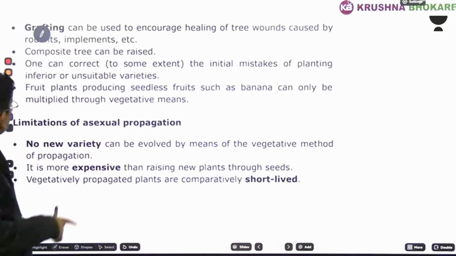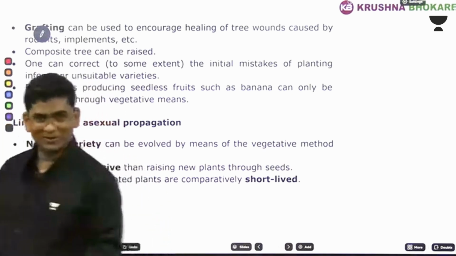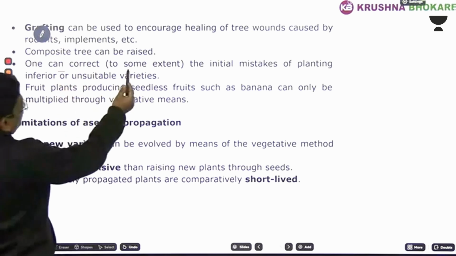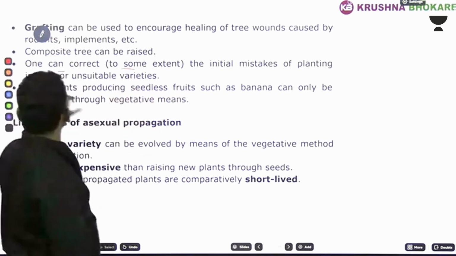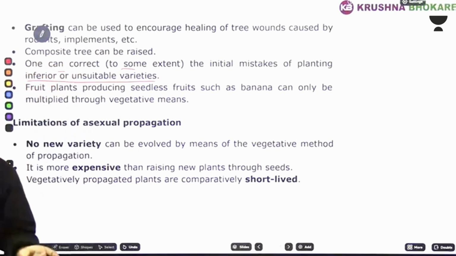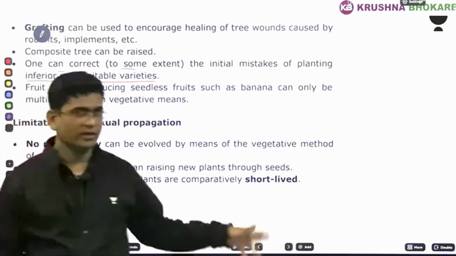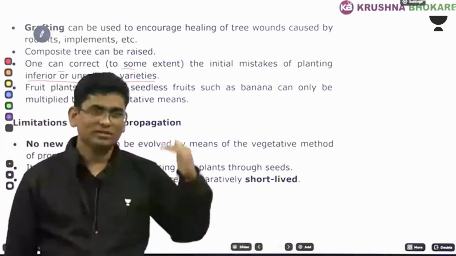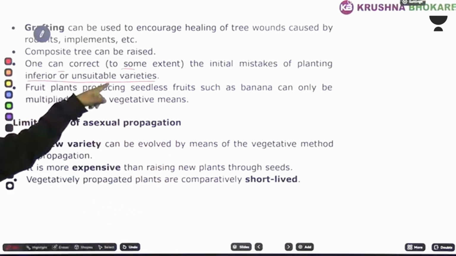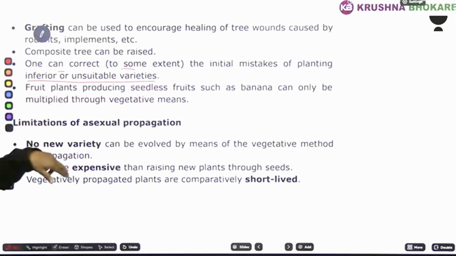Okay, so that's why before selecting a plant, call Krushna sir. Don't just see how it is looking. If you are unable to identify the plant, then send me the photos, I will tell you which variety this is. So one can correct to some extent initial mistakes of planting inferior or unsuitable varieties. Initial mistake means sometimes frauds happen with the farmer. Some sellers say this is Alfonso, please plant it, it will give good mangoes. But after 5, 6, 7 years, there is no mango. Such conditions you can avoid, or correct mistakes already made.